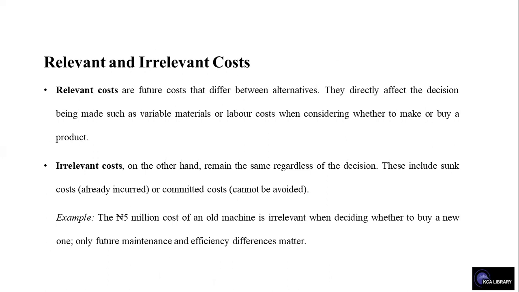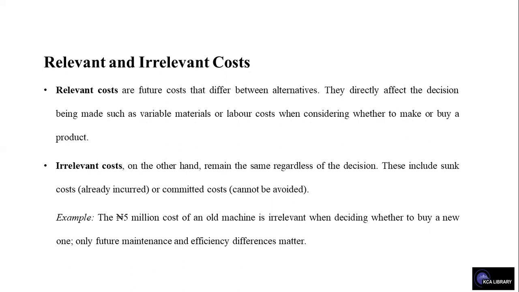Looking at the relevant and the irrelevant cost. The relevant cost is the future cost that differs between alternatives, and it directly affects the decision being made, such as variable materials or labor cost when considering whether to make or to buy a product. The irrelevant cost, on the other hand, remains the same regardless of the decision.